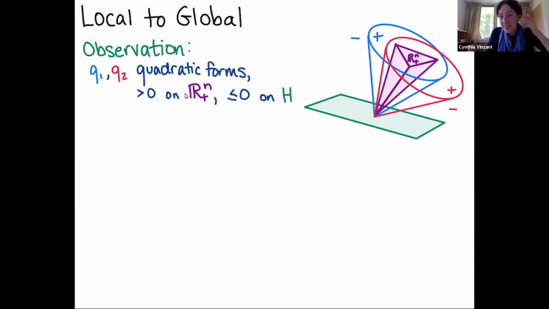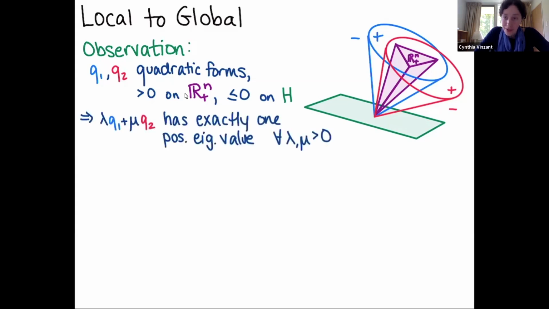So in particular, each of these individually can have at most one positive eigenvalue, because otherwise the positive eigenspace would intersect this hyperplane H. But also both of the conditions that I've written down are true for any convex combinations of Q1 and Q2.